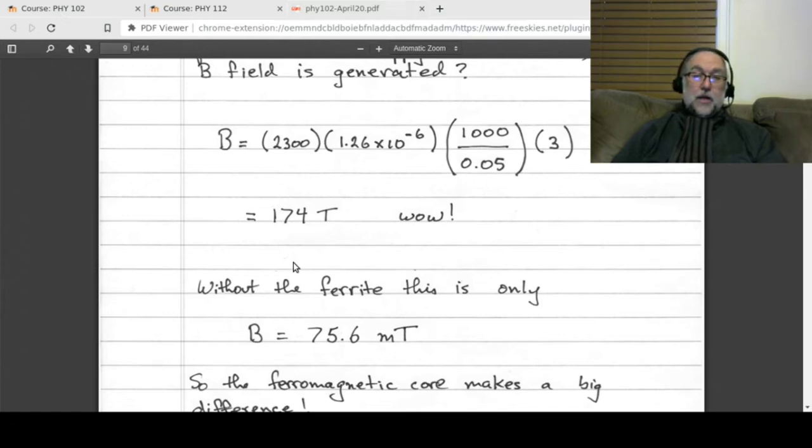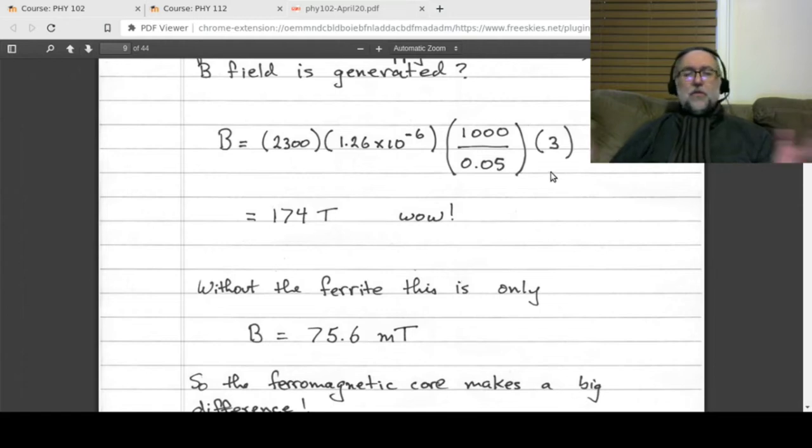You definitely would be able to pick things up with this thing. So there you go. Now, what if we didn't have that ferrite in the middle, that ferromagnetic material? Well, if you do this again, but you get rid of that 2,300, then you only get 75.6 milliteslas. So in reality, 3 amps is really big. You wouldn't be able to sustain this for a long time.